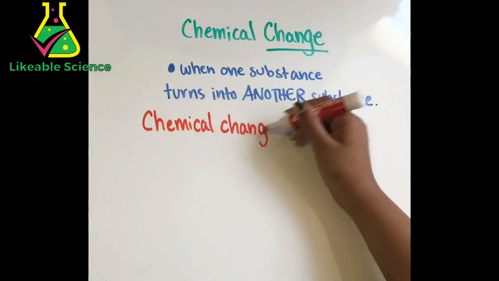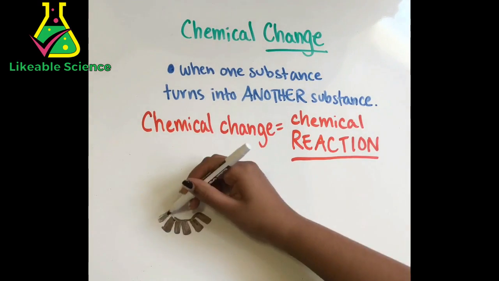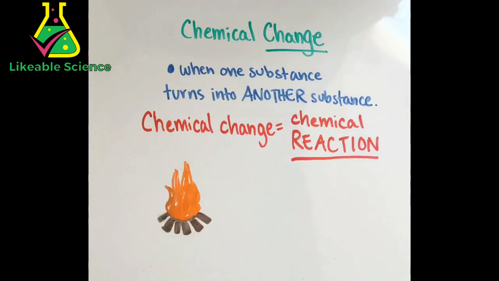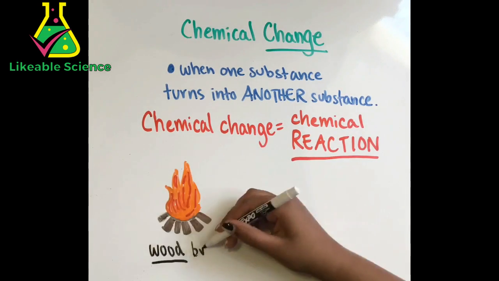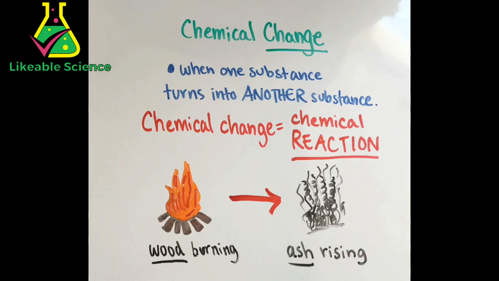So let's talk about chemical changes. It's when one substance turns into another substance. A chemical change is basically a chemical reaction. For example, when you burn wood, it changes into ash. Since the actual substance is altered, that means that it is a chemical change.